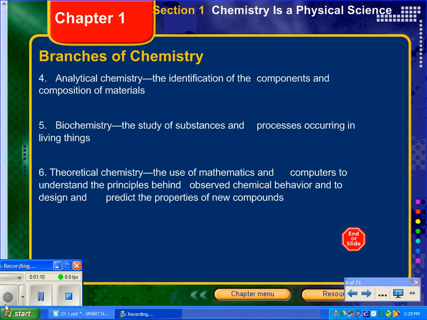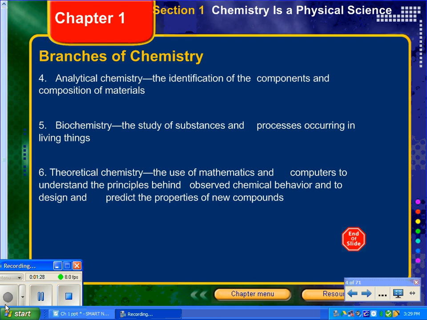Analytical chemistry is the identification of the components and composition of materials. So think analytical, analyze. Biochemistry, the study of substances and processes occurring in living things. Remember the prefix bio means living.